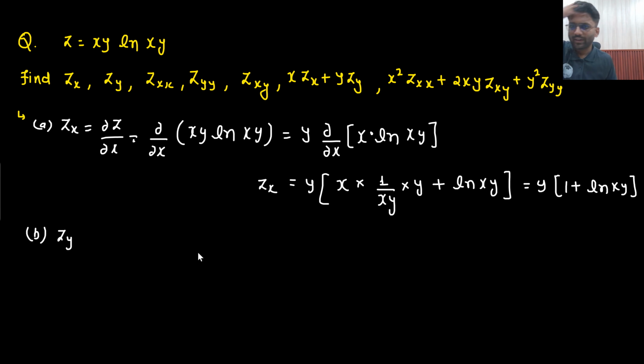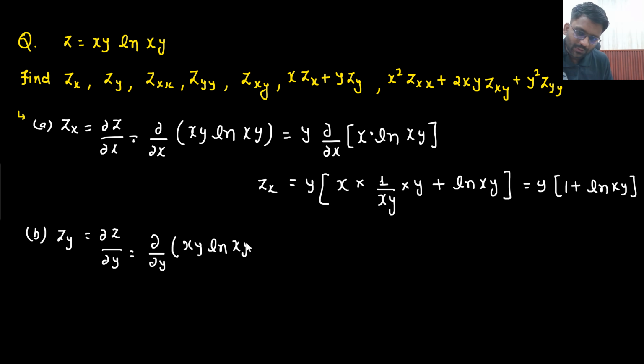Yeah, welcome back. So did you find zy? What will be zy? Zy would be nothing but del z by del y, right? So del by del y of xy ln xy. So here what will be constant? X will be treated as constant. It is completely symmetric, no? In place of x, if you put y, then the function would be the same. This is a function of x comma y. In place of x, if I put y, it becomes y into x, ln y into x, which is the same only, no? So the answer would come out to be x into 1 plus ln xy.